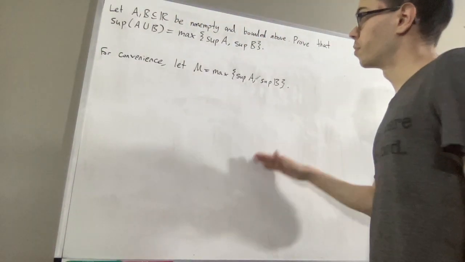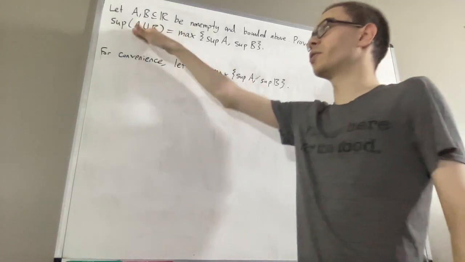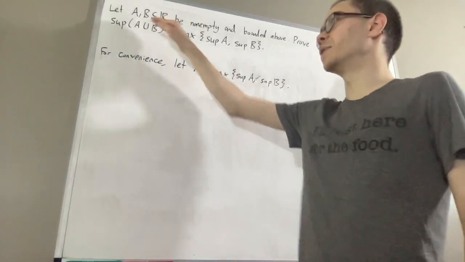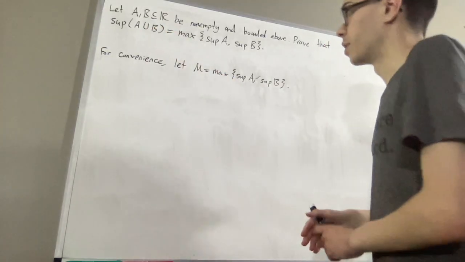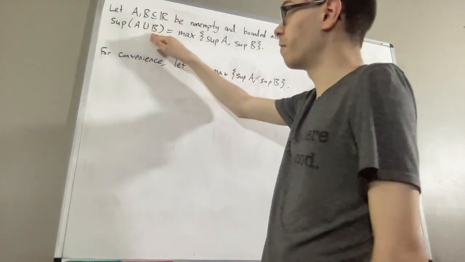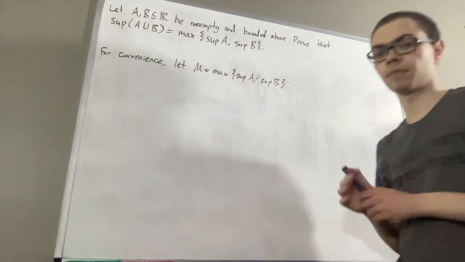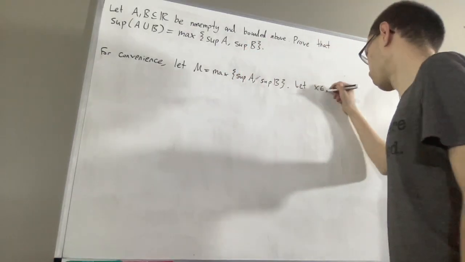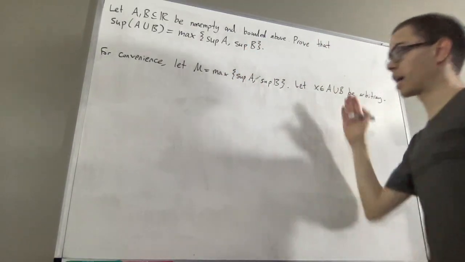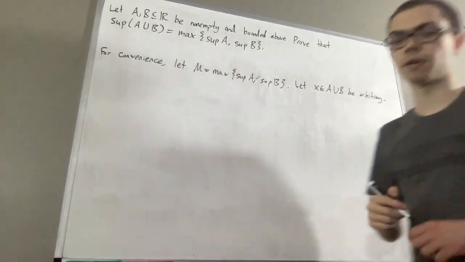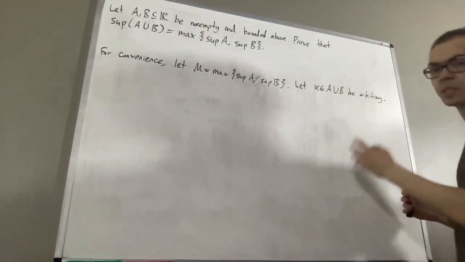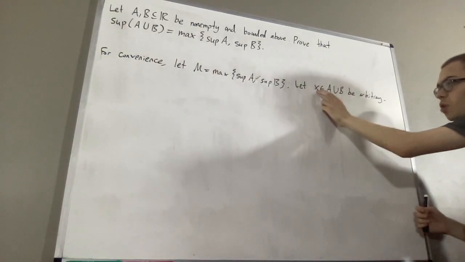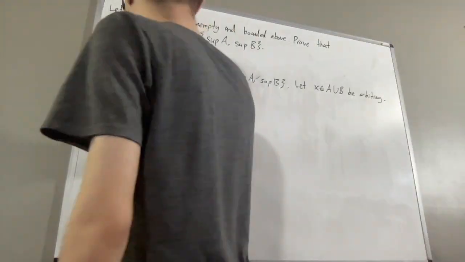So, to show that M is the supremum of the union of A and B, we want to show first that M is an upper bound of the union of A and B. To show that, we want to show for every x in the union of A and B, x is less than or equal to M. So let's give ourselves an arbitrary x in the union of A and B. From here, we're going to show x is less than or equal to M. It's almost natural to split it up into cases. Either x is an element of A or x is an element of B. So let's start with the case x is an element of A.